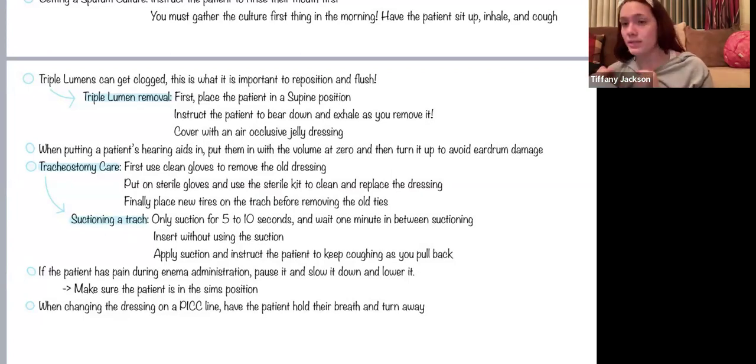We keep the old ties on until it's time to put the new ties on. When it's time to put the new ties on, we make sure that we put the new ties on and then we remove the old ties.